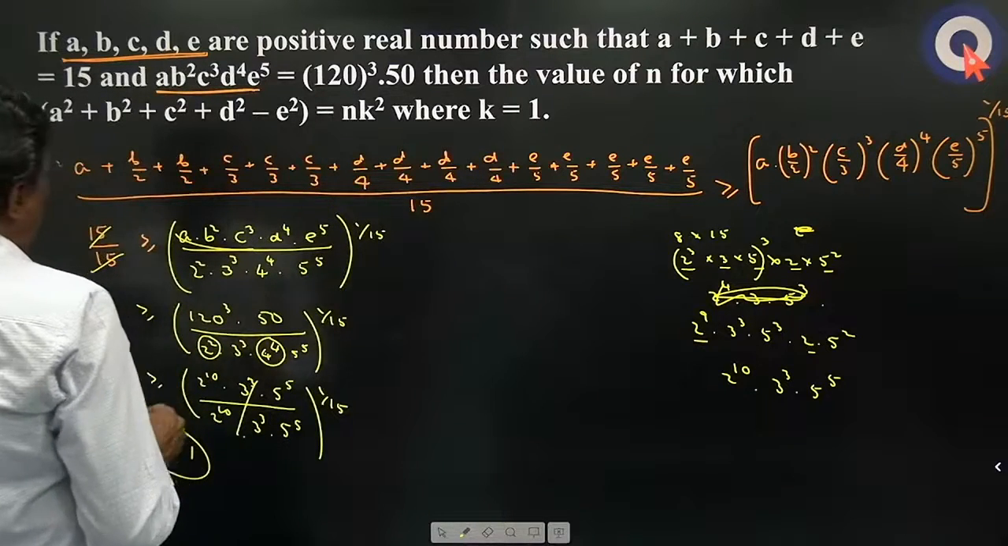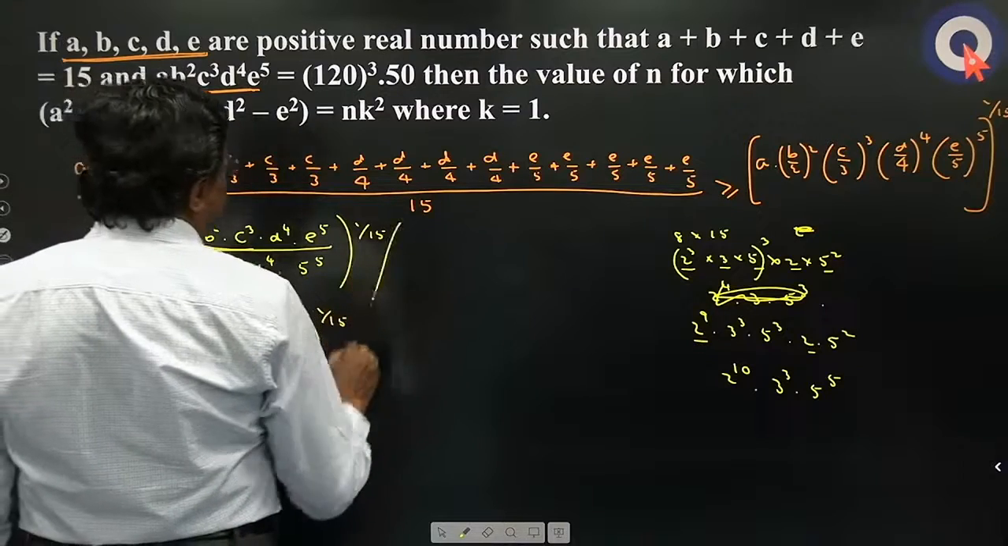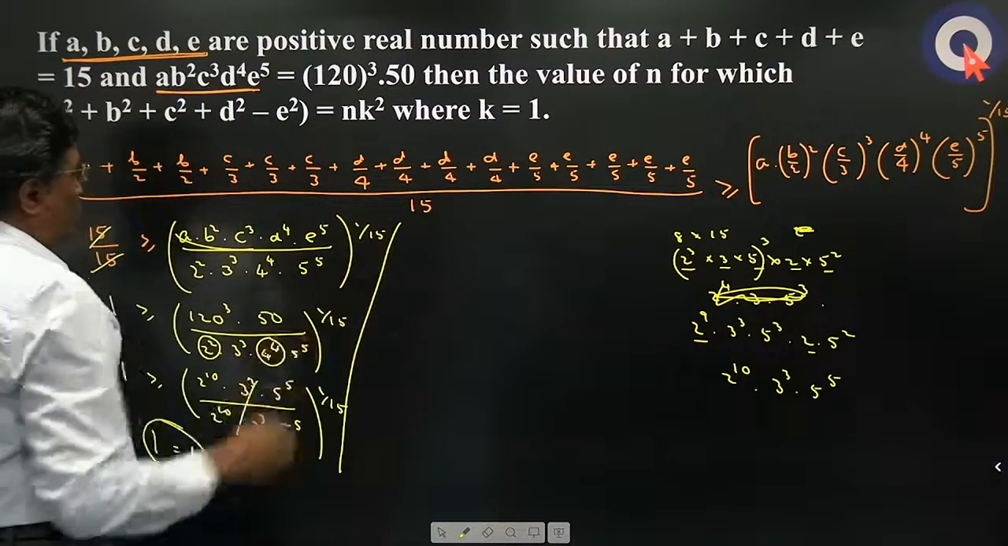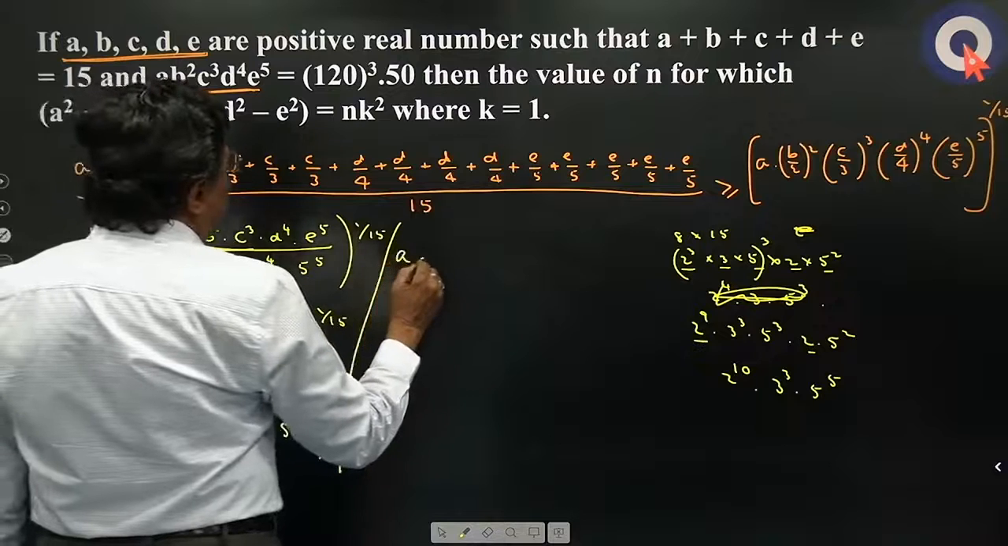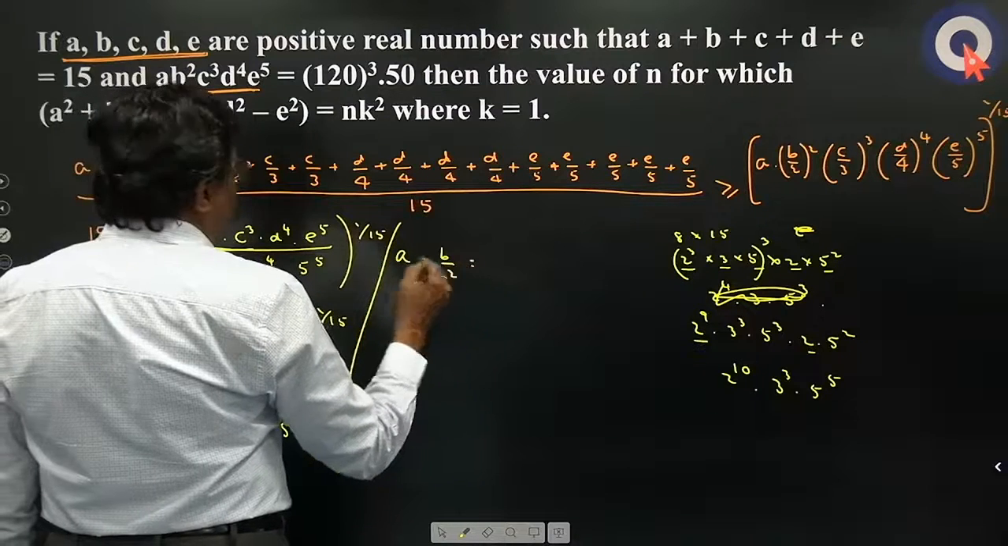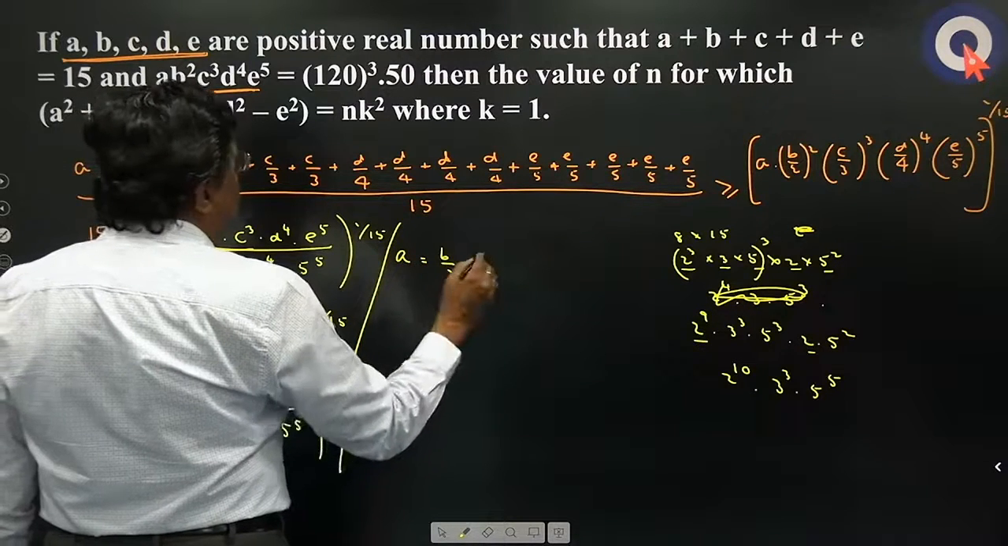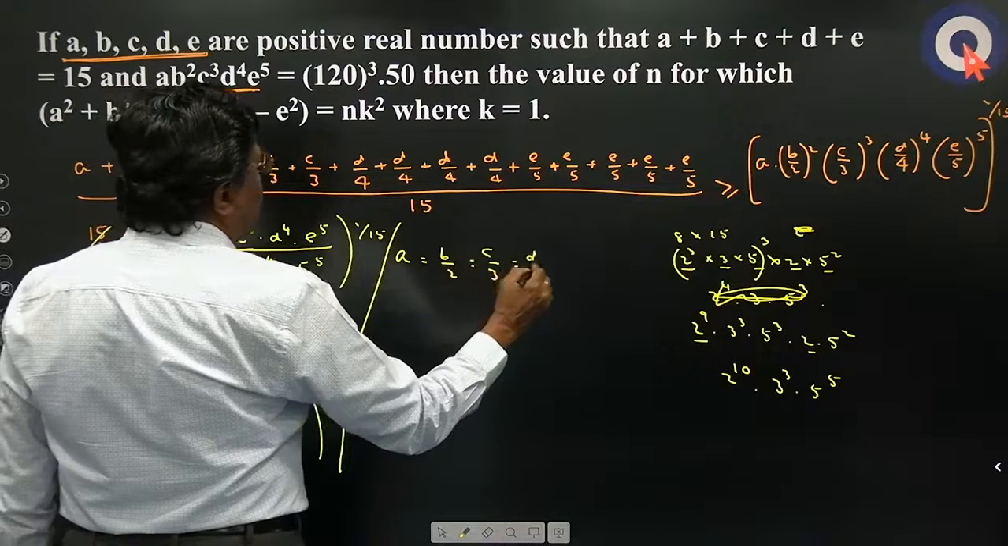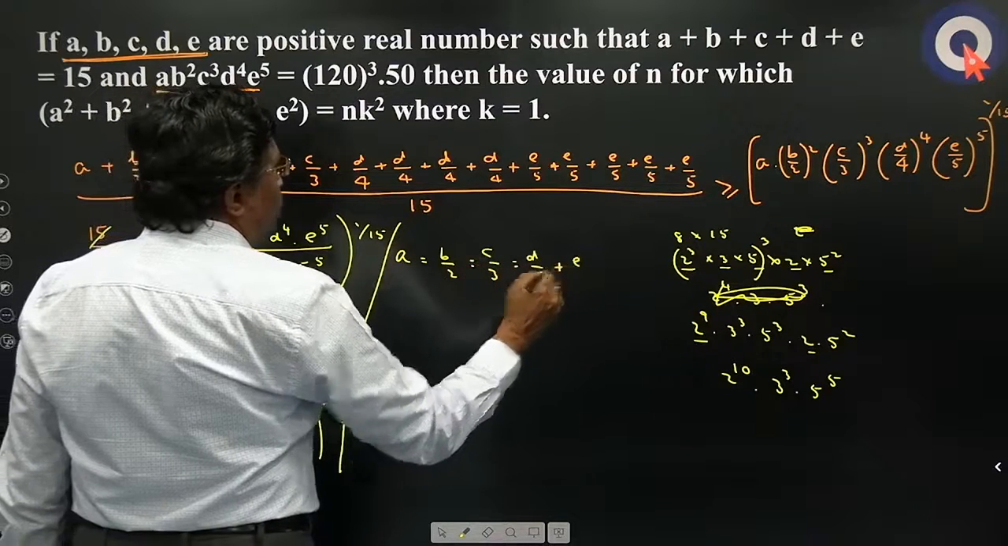All right. So what quantities did we consider? All these quantities. So a is equal to b by 2. You don't have to write b by 2 again. c by 3 of course, and then d by 4, and then e by 5.